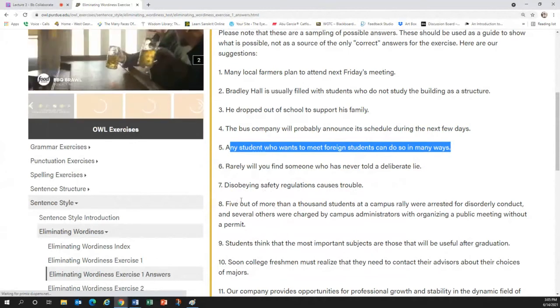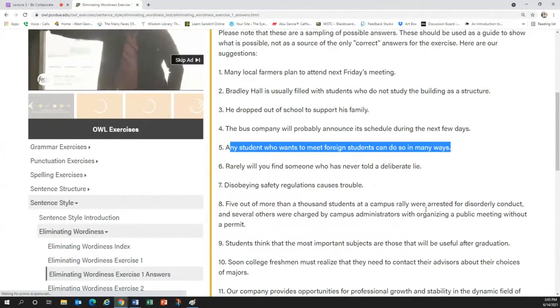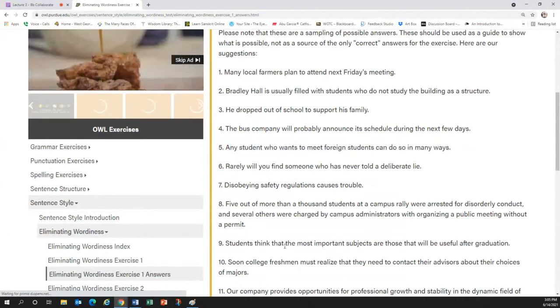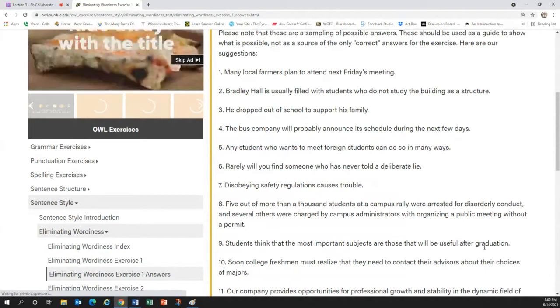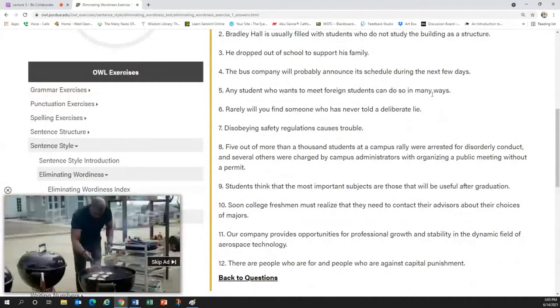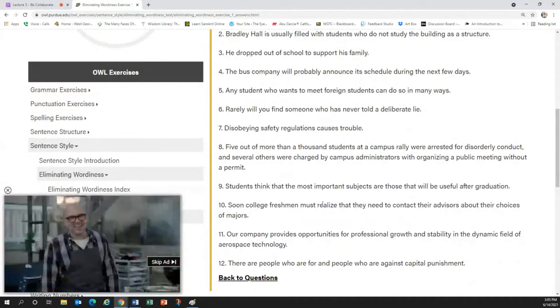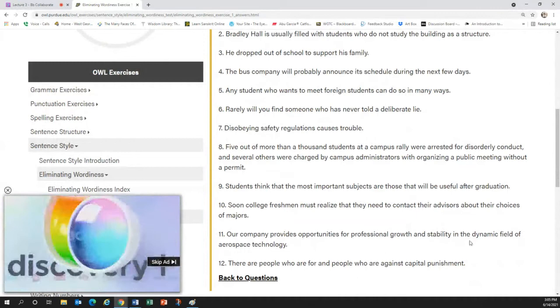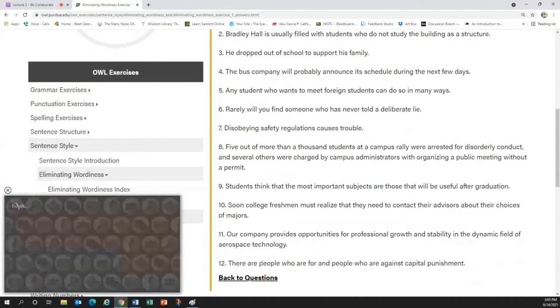Close enough. 5 out of more than 1,000 students at a campus rally were arrested for disorderly conduct, and several others were charged by campus administrators with organizing a public meeting without a permit. That's actually a little bit better than the one we came up with. Students think that the most important subjects are those that would be useful after graduation. Okay. Soon, college freshmen must realize that they need to contact their advisors about their choices of majors. Okay. Our company provides opportunities for professional growth and stability in the dynamic field of aerospace technology.